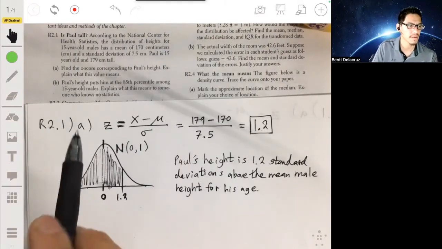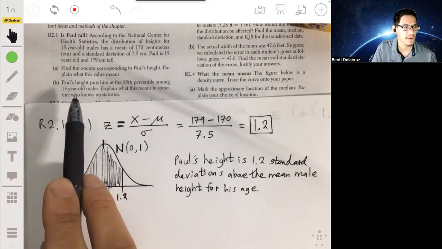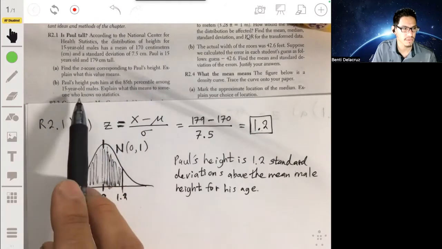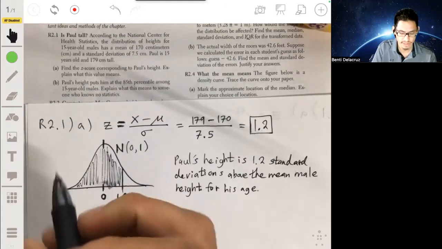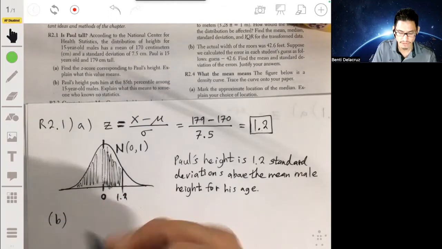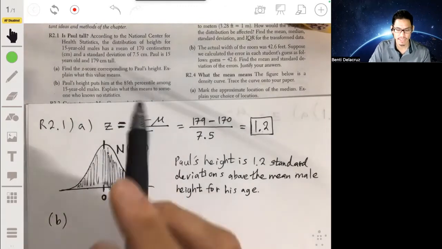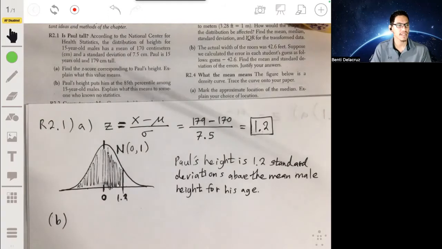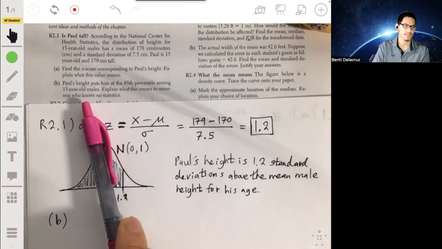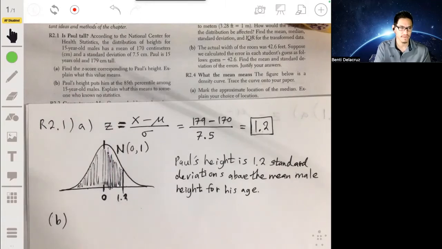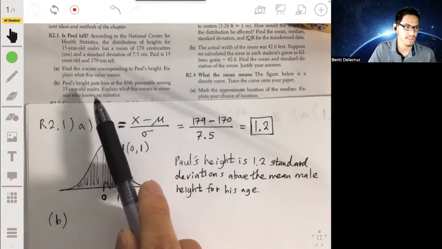All right, now let's look at part B. Part B says that Paul's height puts him at the 85th percentile among 15-year-old boys. Explain what this means to someone who knows no statistics. I actually already drew what the answer corresponds to. The 85th percentile means that he's taller than 85% of the 15-year-old males. His z-score is greater than 85% of all the individuals in the same distribution.